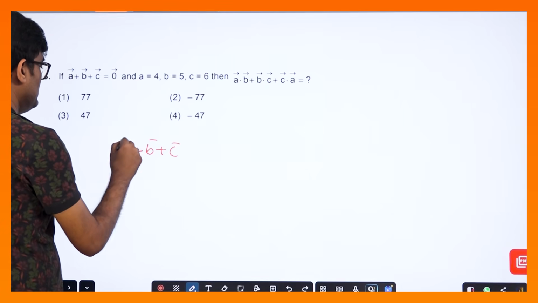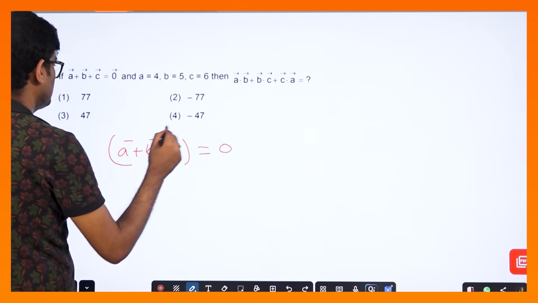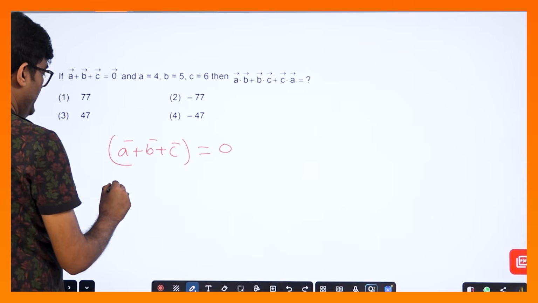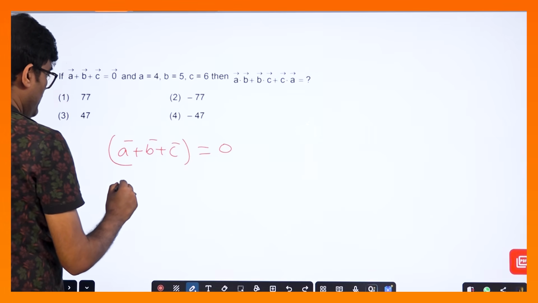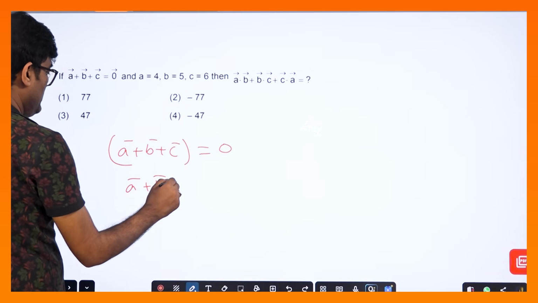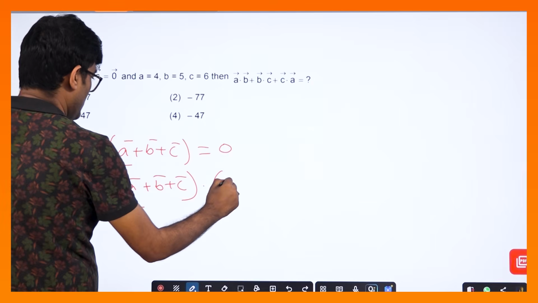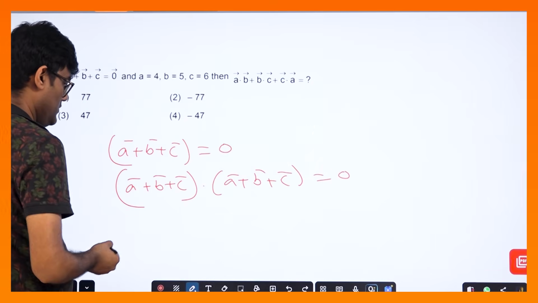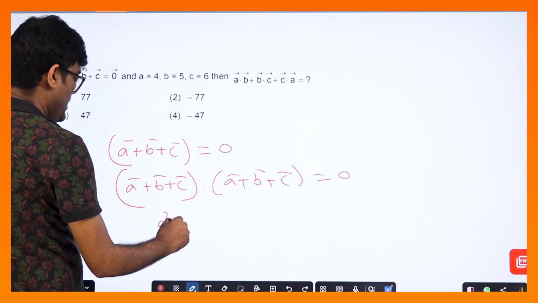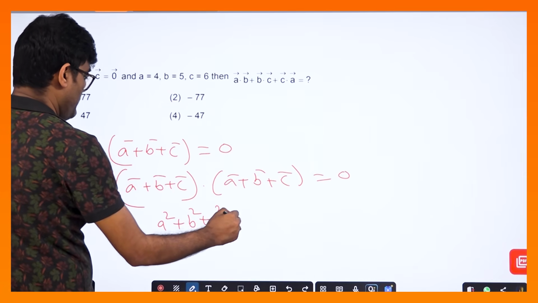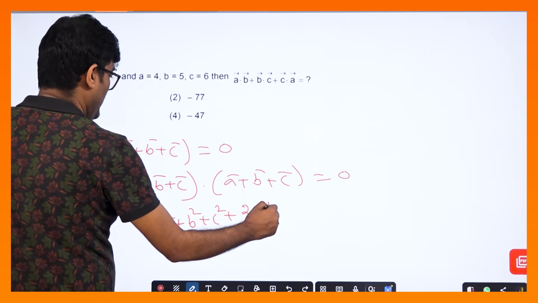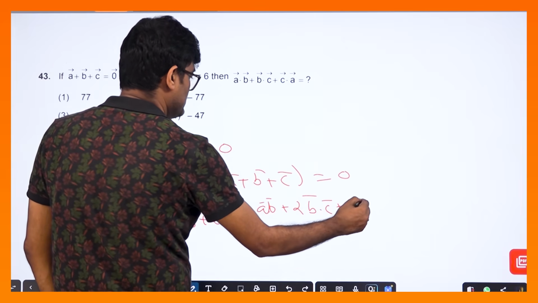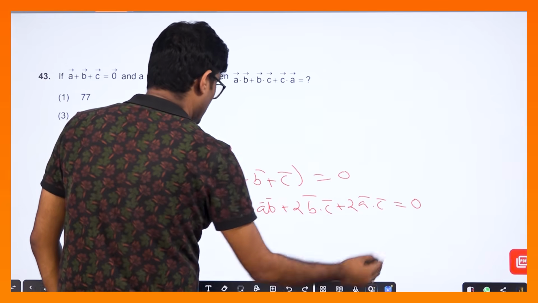A plus B plus C, this addition is 0. If I take the square of this, the magnitude squared means A plus B plus C dot A plus B plus C, which is 0 dot 0, which is 0. So that is mod A squared plus mod B squared plus mod C squared plus twice A dot B plus twice B dot C plus twice A dot C, and that is equal to 0.